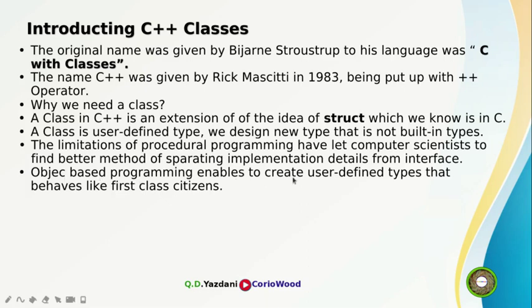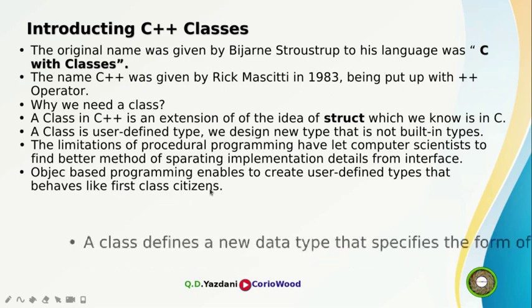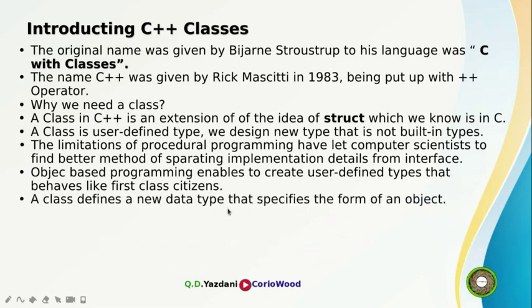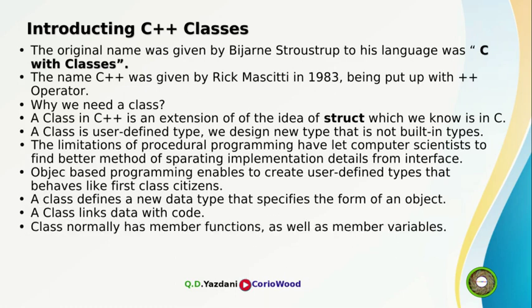Object-based programming enables you to create a user-defined type that behaves like a first-class citizen. A class defines a new data type that specifies the form of an object. A class links data with code, so whatever data we have, it links it with the code. So that's the definition of the class. A class normally has member functions as well as member variables. So in a class we have member functions as well as member variables.